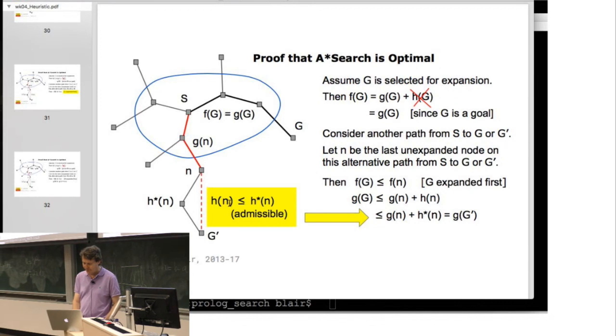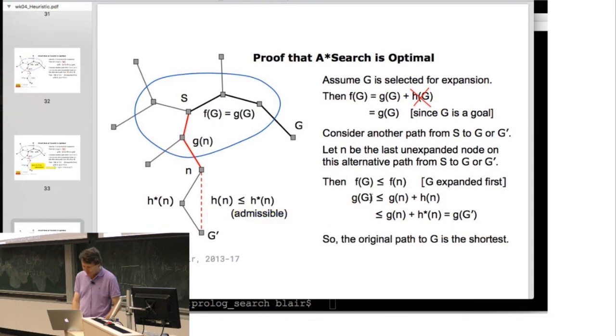So if we make that assumption, that means that when we add h of n and g of n, that must be an underestimate of h star of n plus g of n, which is the true path cost. So the whole path cost is being underestimated. That means that the path length to G is less than the path length to G prime. And that's true for any path to G prime. So this must be the shortest path to a goal. Does that make sense?